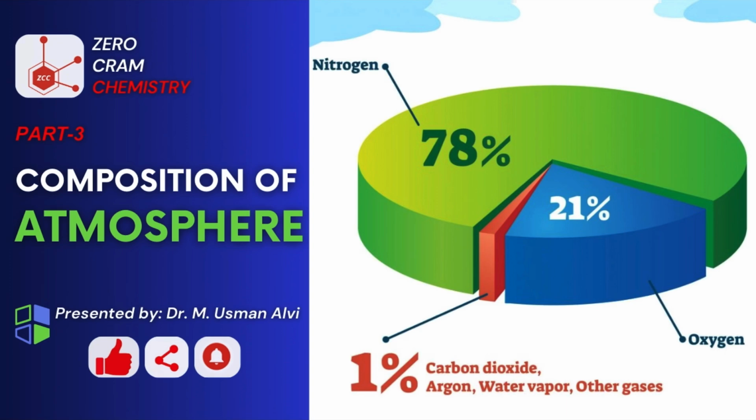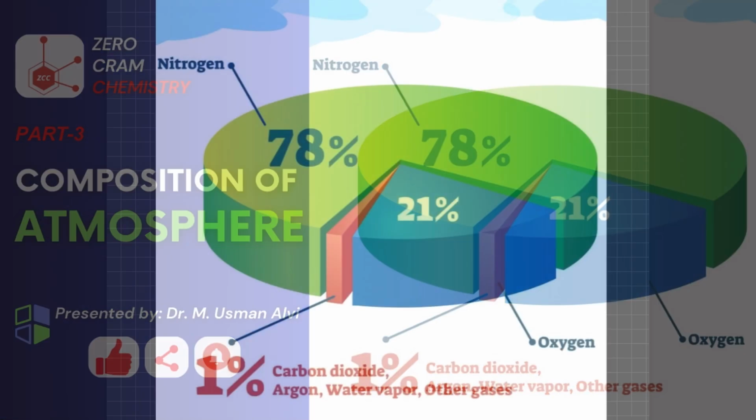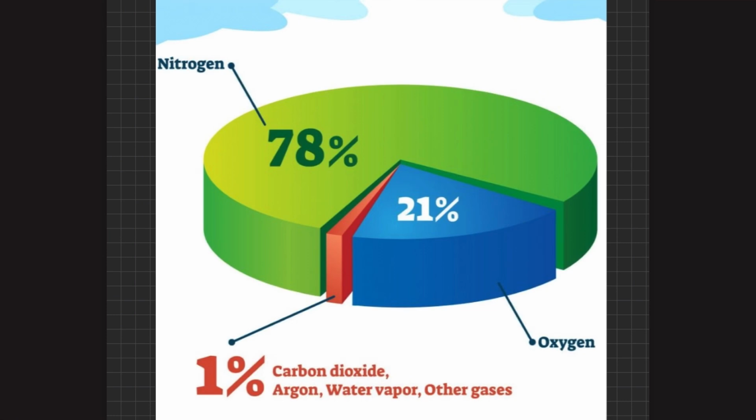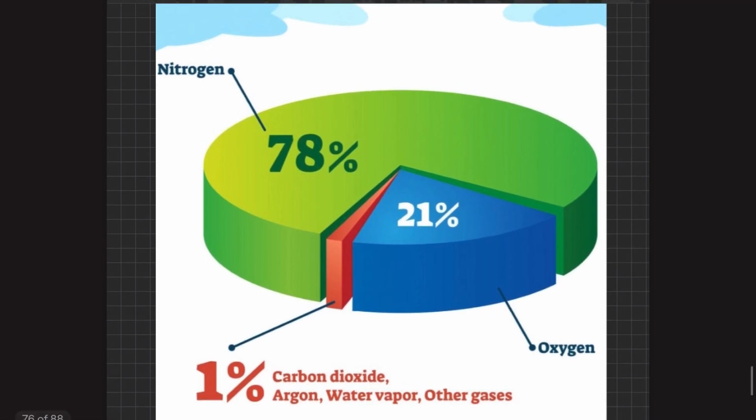So today's lecture is about the composition of the atmosphere, and this is the third lecture of the atmosphere-related lecture series. The literal meaning of composition is the ingredients or constituents of something. In other words, it is the manner by which something is made up. When we apply the same meaning to the atmosphere, it signifies the elements with which our atmosphere is composed. So our atmosphere is actually composed of numerous gases and various types of substances.